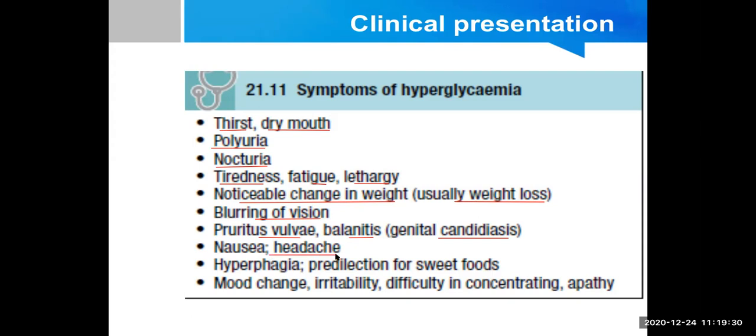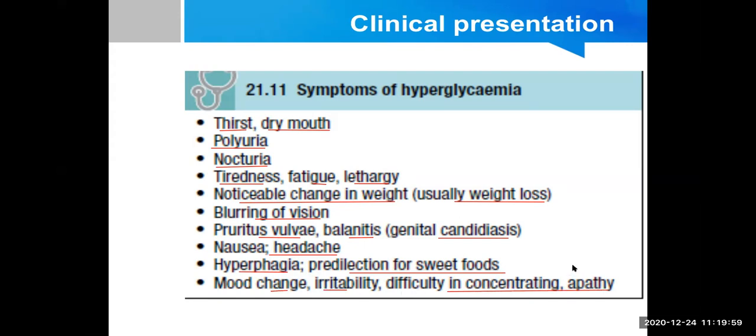Nausea and headache. Hyperphagia is excessive eating or overeating. Predilection for sweet food. This is seen especially in type 2 diabetes. Mood change, irritability, difficulty in concentration, and apathy, meaning no interest in the surroundings. These are some other features of hyperglycemia.